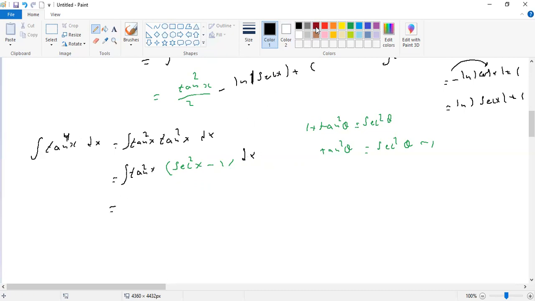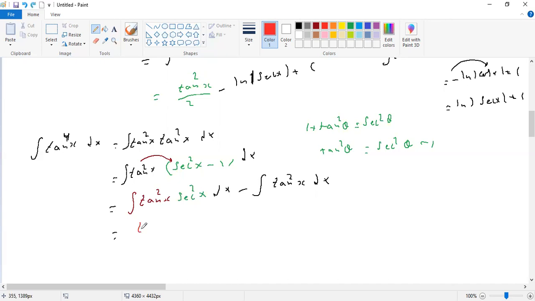Now, if we multiply this one by this one, we have the integral of tan squared x secant squared x dx minus 1 times the integral of tan squared x dx. Now, the derivative of tan is secant squared. So I have u and du. The answer will be u to the power n plus 1 over n plus 1, which means it will be tan cube over 3.